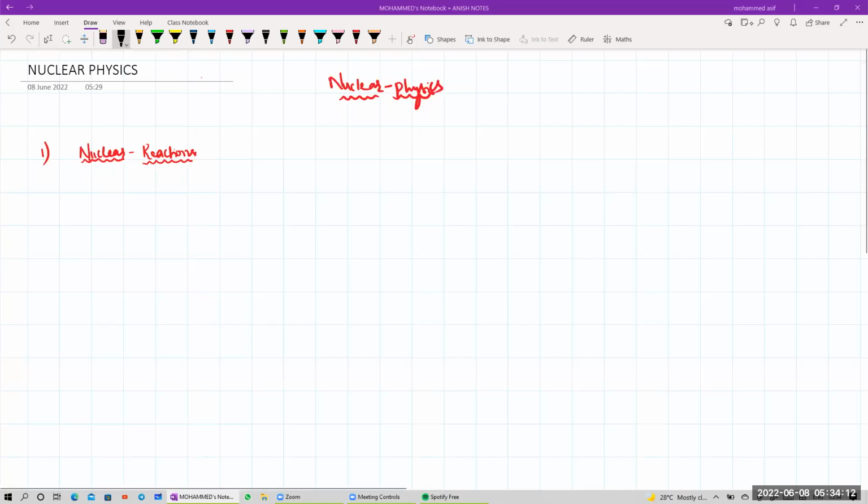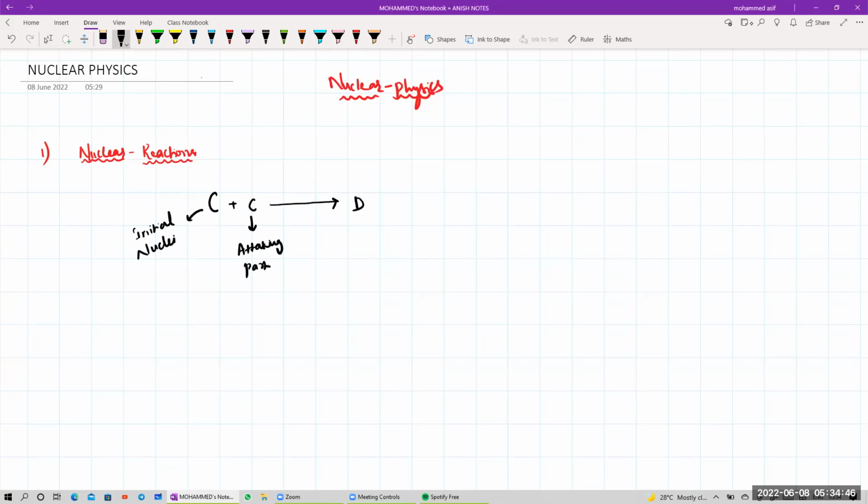See, if I'm taking some nucleus, like say for example C, and we are reacting it with some attacking particle, like say for example small c. C is from your initial nuclei, and this small c is your attacking particle. When these two react, we get an end product that is D.